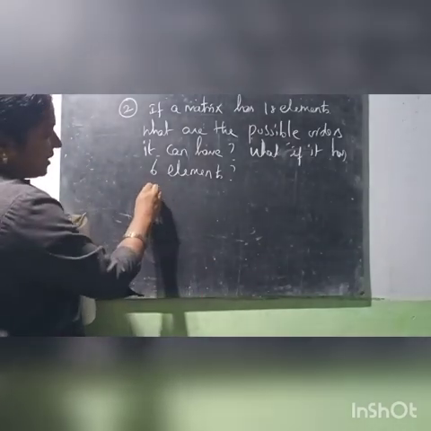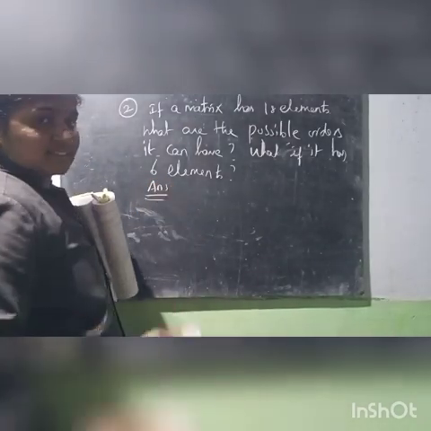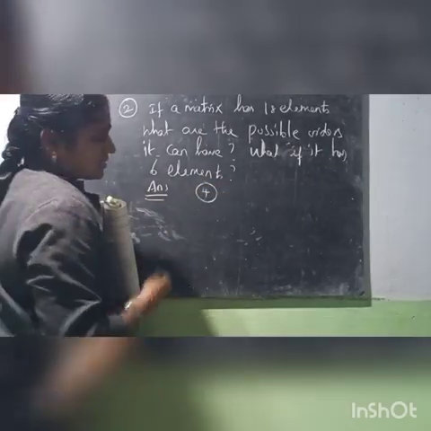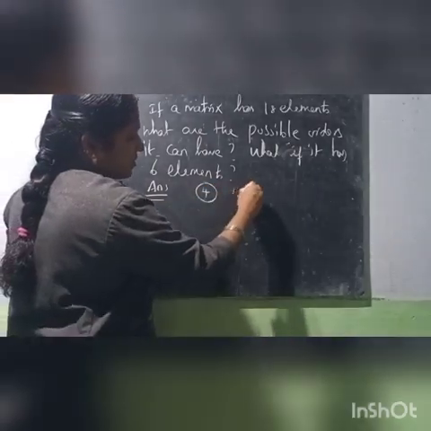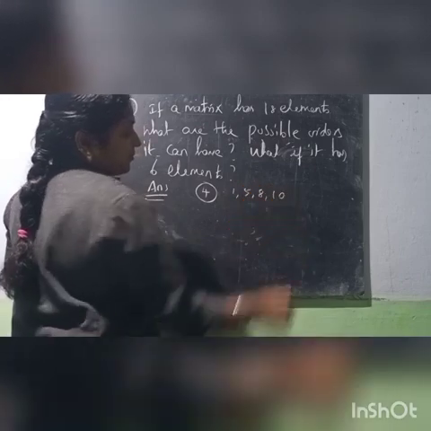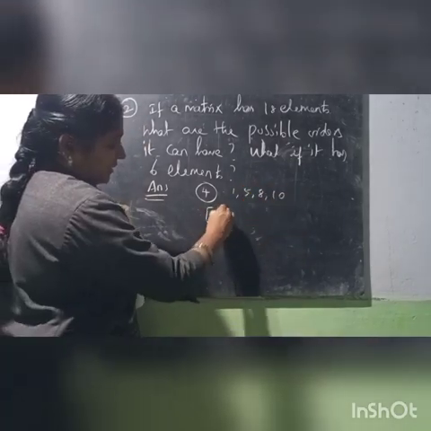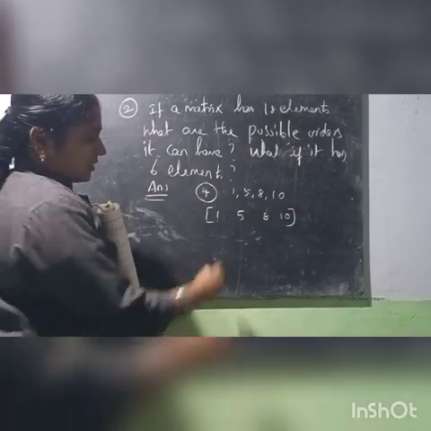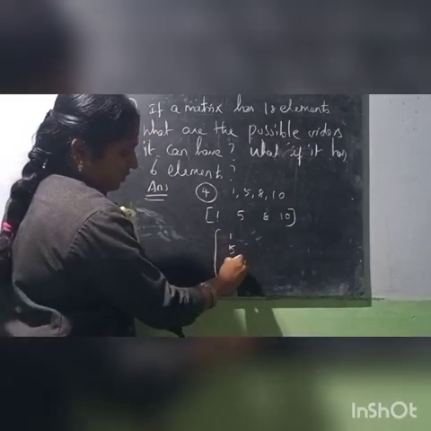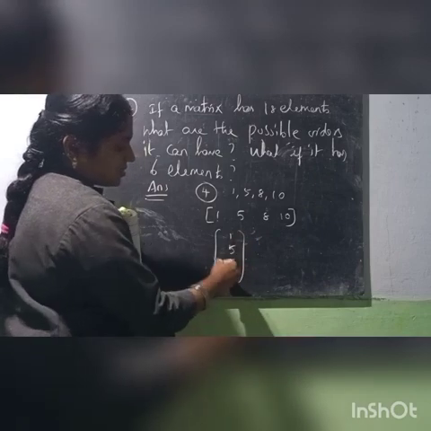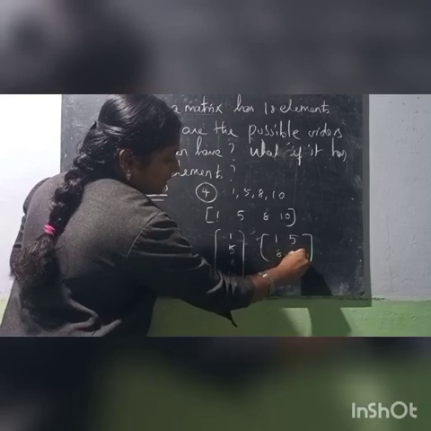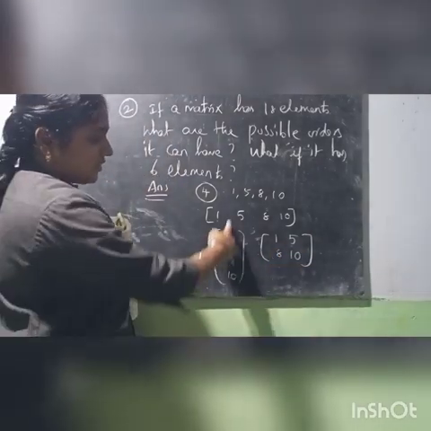For example, I am taking now, if a matrix contains 4 elements. So those 4 numbers I am choosing: 1, 5, 8, 10. I can write like this, 1, 5, 8, 10. This is one way. Then another way I can write like this. Here also 4 elements I have. And another way is also there. So in 3 ways I can write.